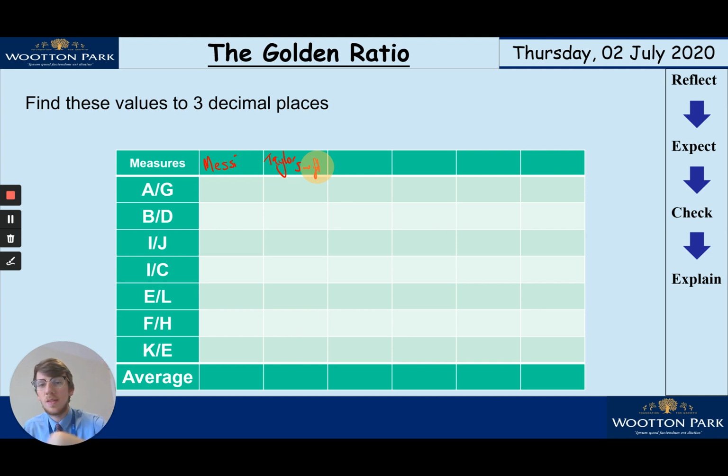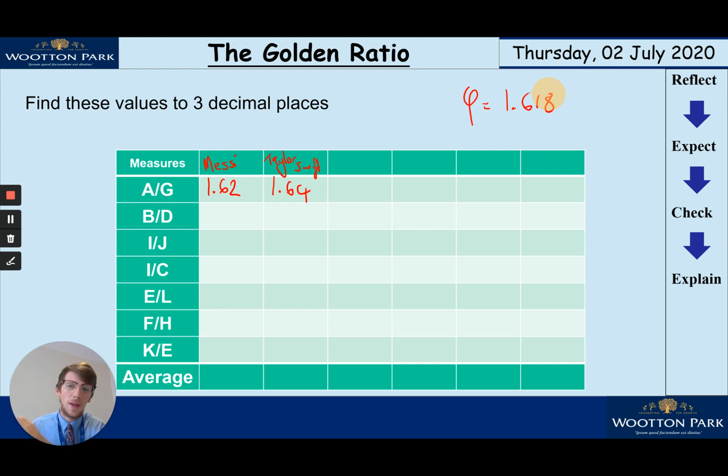So let's say that Messi got 1.62 and Taylor Swift got 1.64. What that means is that Messi is closer to that golden ratio, closer to 1.618. So for that measurement, Messi is more golden than Taylor Swift. That's just an example, so we do it with all these measurements.